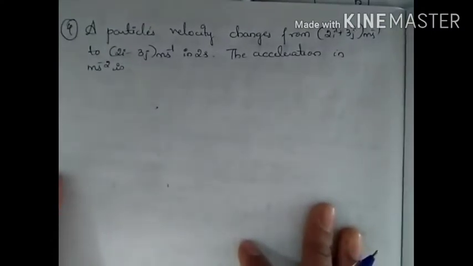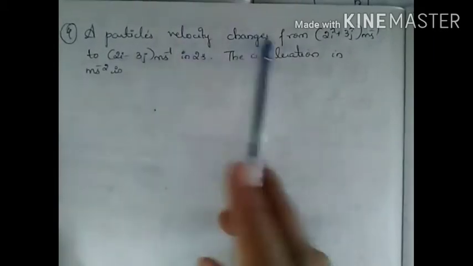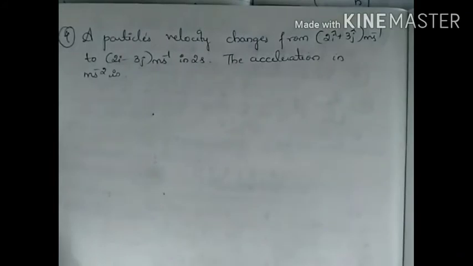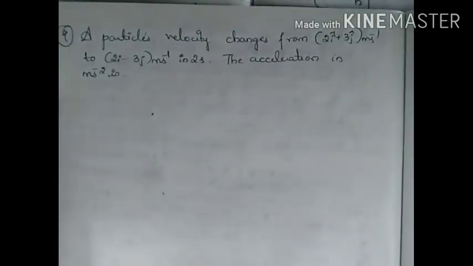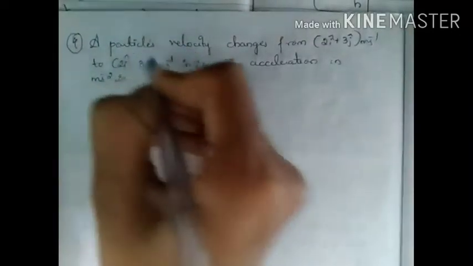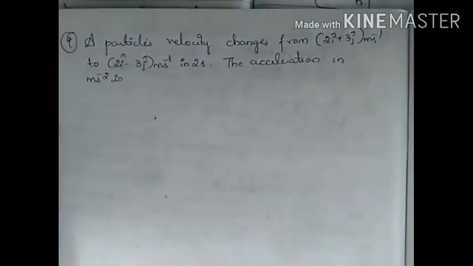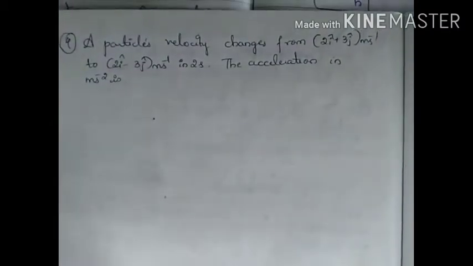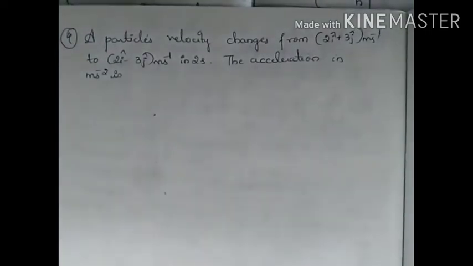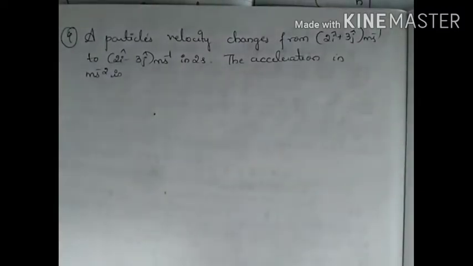So here is the fourth question. A particle's velocity changes from 2i cap plus 3j cap meters per second to 2i cap minus 3j cap meters per second. In 2 seconds, the acceleration in meters per second square is. So in this problem, he has given the change in velocity and he is asking to calculate what is the acceleration.